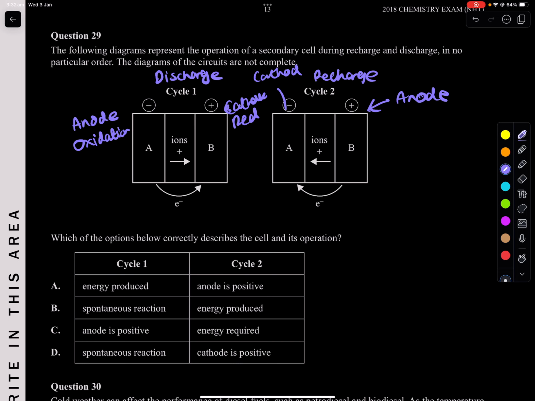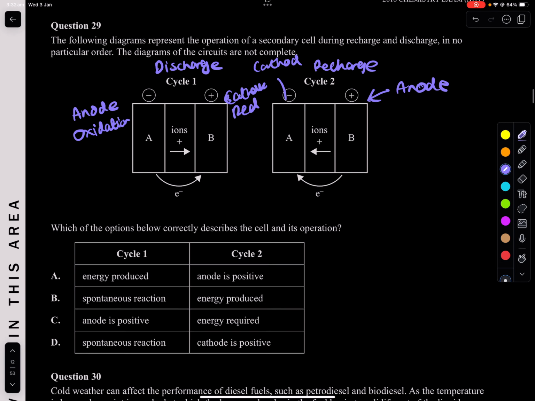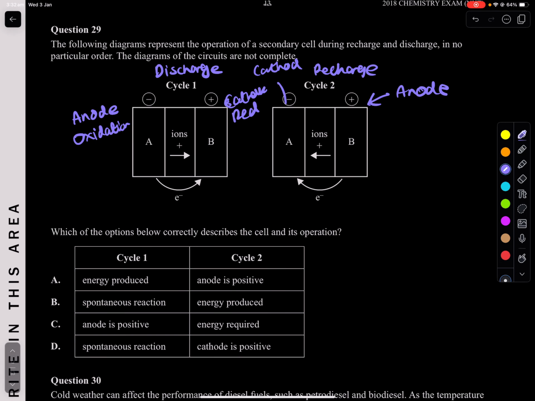Which of the following correctly describes the cell and its operation? Cycle 1 says energy is produced. Yes, energy is produced. Remember, a discharge is converting chemical energy to electrical energy. That's great. And then for cycle 2, the anode is positive. Yes, the anode is positive, so that's correct. And the next one, B, a spontaneous reaction. Yes, when a discharge happens, it is a spontaneous reaction, so we can tick that.